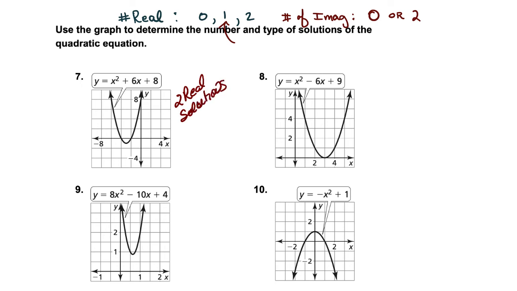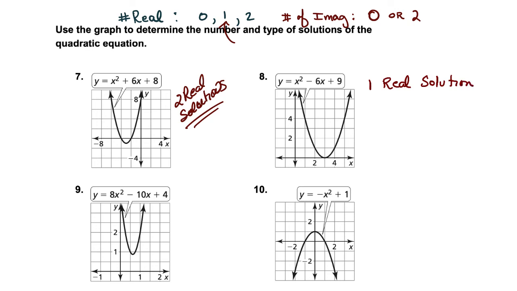We're not giving the solutions. It didn't ask for the solutions. It asked the number and type. Question 8 here. There's our quadratic. Here's the equation. Here's the x-axis. Notice it just touches it one time. So we'd say it has 1 real solution.